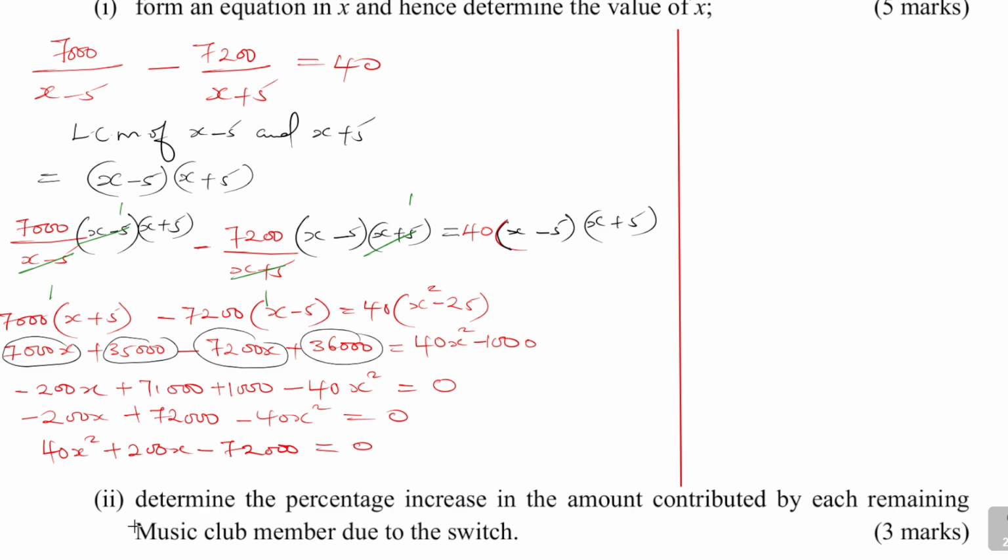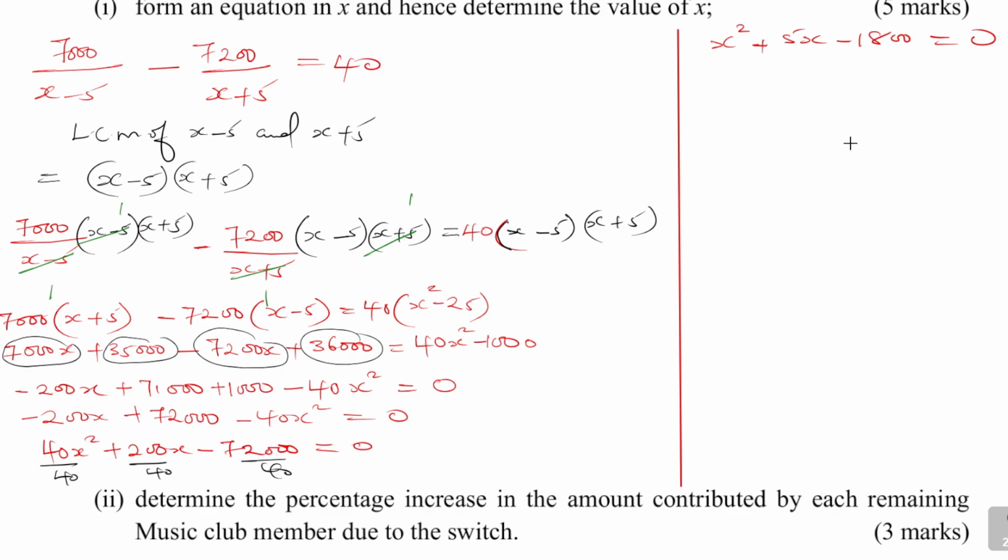Now after doing that, we can continue simplifying this one further. You can divide each of these terms by 40, and you will end up having something like this. You'll have x squared plus 5x minus 1,800 is equal to 0. Now that one is simplified.